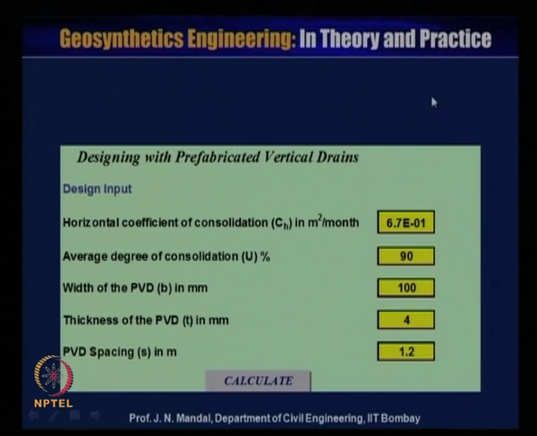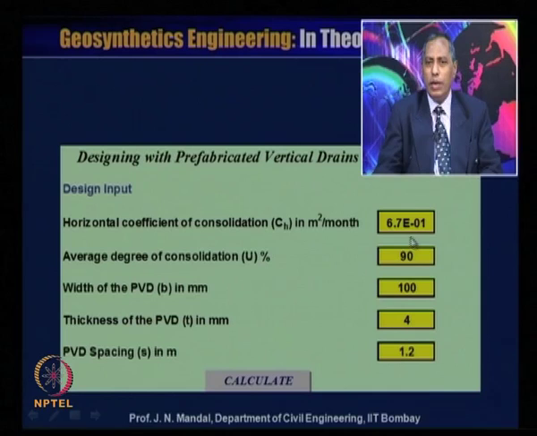Now, design with prefabricated vertical drain, you can put the design input: horizontal coefficient of consolidation Ch in meter square per month is 6.7 into 10 to the power minus 1, and average degree of consolidation U is 90%, width of the PBD is 100 millimeter, thickness of the PBD T is 4 millimeter. So, PBD spacing is 1.2.